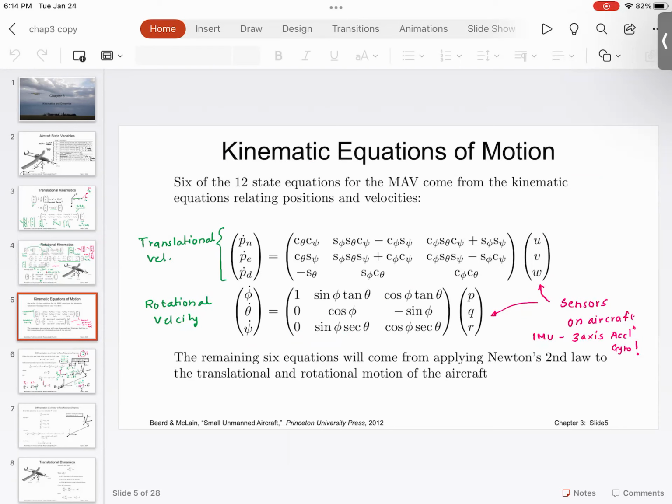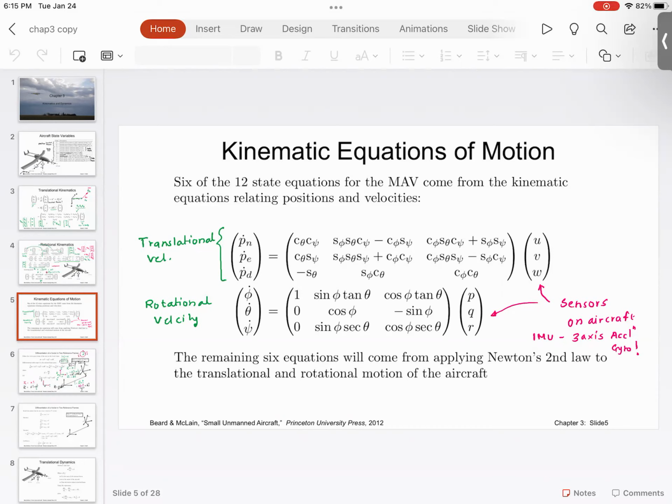The way it works is you have this IMU, inertial measurement unit, with a 3-axis accelerometer and 3-axis gyroscope, and you get U, V, W and P, Q, R. You perform the integration and then find the solution for Pn dot, Pe dot, Pd dot, and Phi dot, Theta dot, and Psi dot. These are called the kinematic equations for the aircraft.